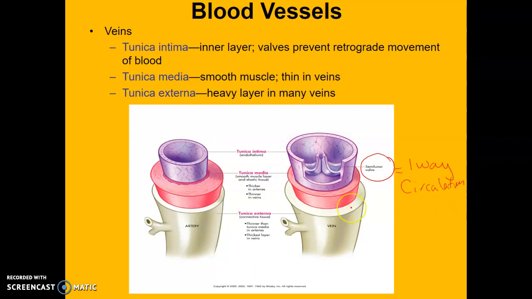I should have started farther over. What that means is that blood will only flow in this direction towards the heart. And that's important because there's not a lot of blood pressure in a vein. We'll get to that in a little bit.